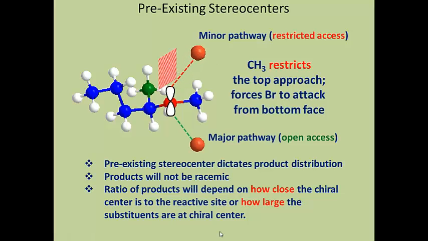All right. So what we know about a pre-existing stereocenter is this: it's going to dictate the product distribution. It's going to tell you how much R or how much S you get, right? And also the products that you do get won't be racemic, so it won't be an equal mixture of R and S. Now it'll be an unequal mixture, and that ratio is going to depend on how close that chiral center is to the reactive site, as well as how big it is.